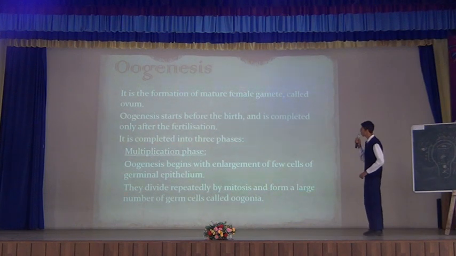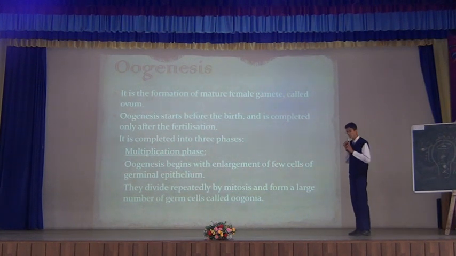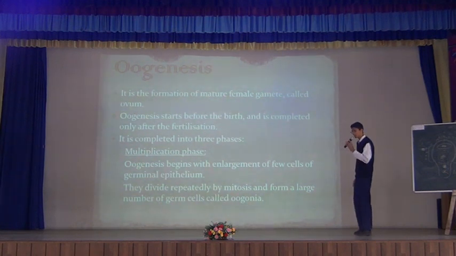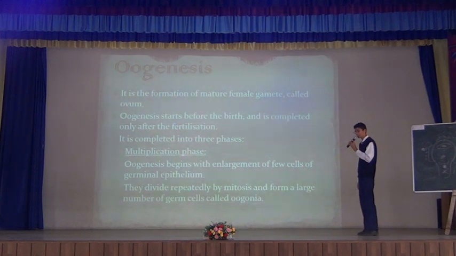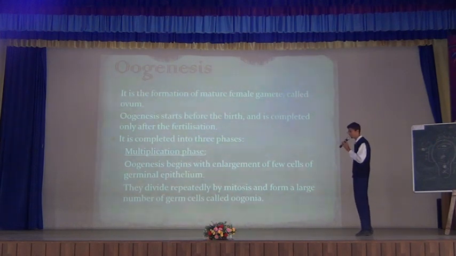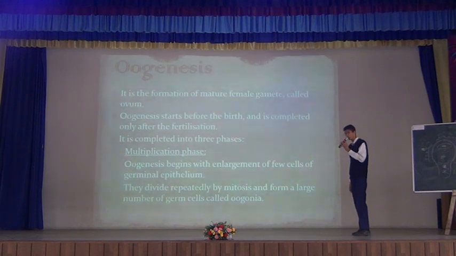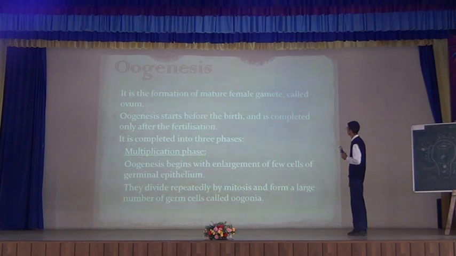Now I will tell you about oogenesis. It is the production of ovum or egg cell in the female body. It starts before birth and is only completed after fertilization. It comprises three phases: multiplication phase, growth phase, and maturation phase. In the multiplication phase, there is an enlargement of a few cells of the germinal epithelium, which later divide by mitosis to form oogonia or egg mother cells.